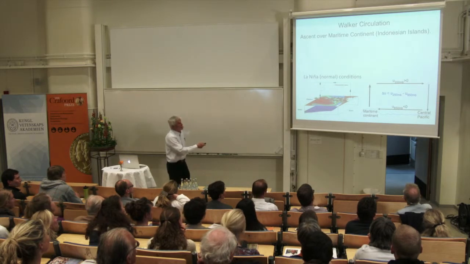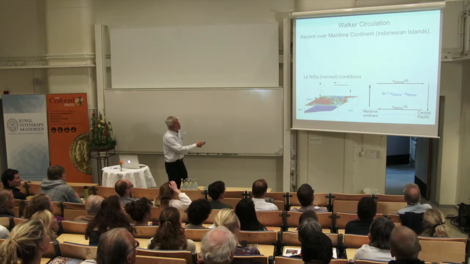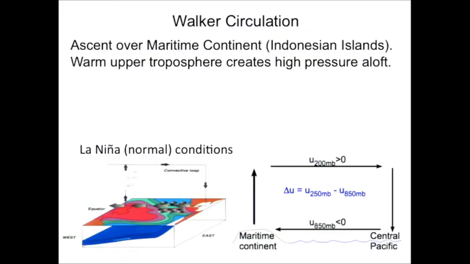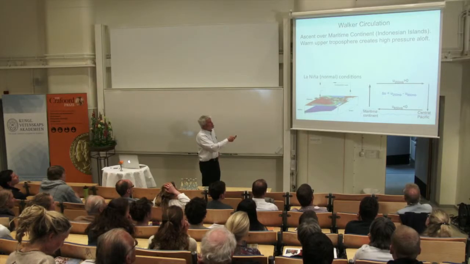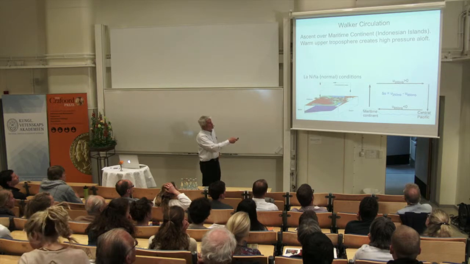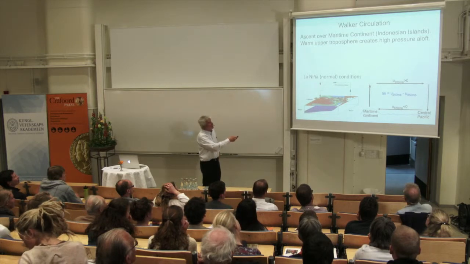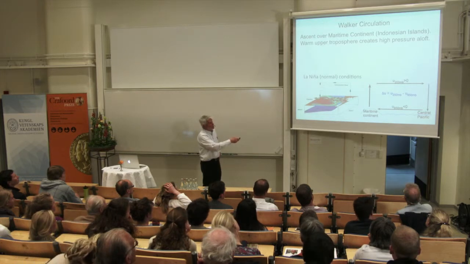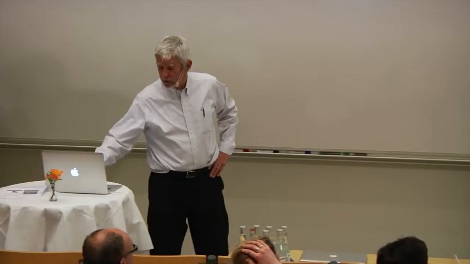And if you have ascent over the maritime continent, ascent, you go to the surface, as you would have over Indonesia. That, from Tim's calculations, would suggest you have a warmer troposphere. That'll create a higher pressure aloft. The air is warmer here than it is in other places. So that pressure gradient will drive a circulation of flow of the air aloft, eastward and westward as well, along the equator, eastward along the equator from the maritime continent out over the central or eastern Pacific.